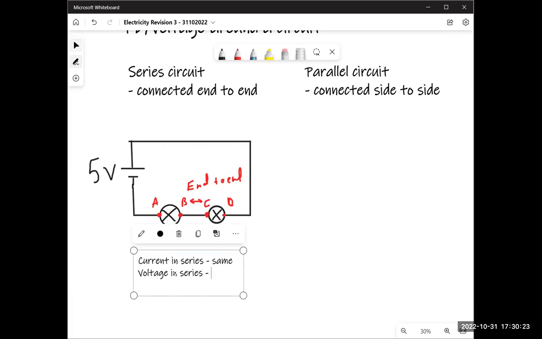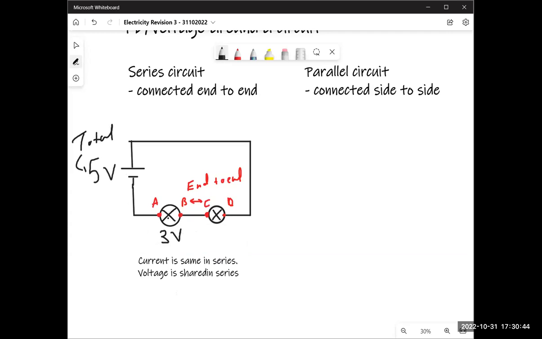So we'll just say voltage is shared in series. Current is same in series. Now that means if I have voltage, voltage is a bit different. So if I have 5 volts, that's the total. Now over here we have 3 volts and this must be 2 volts because these must add up to become 5 volts. Is that clear?